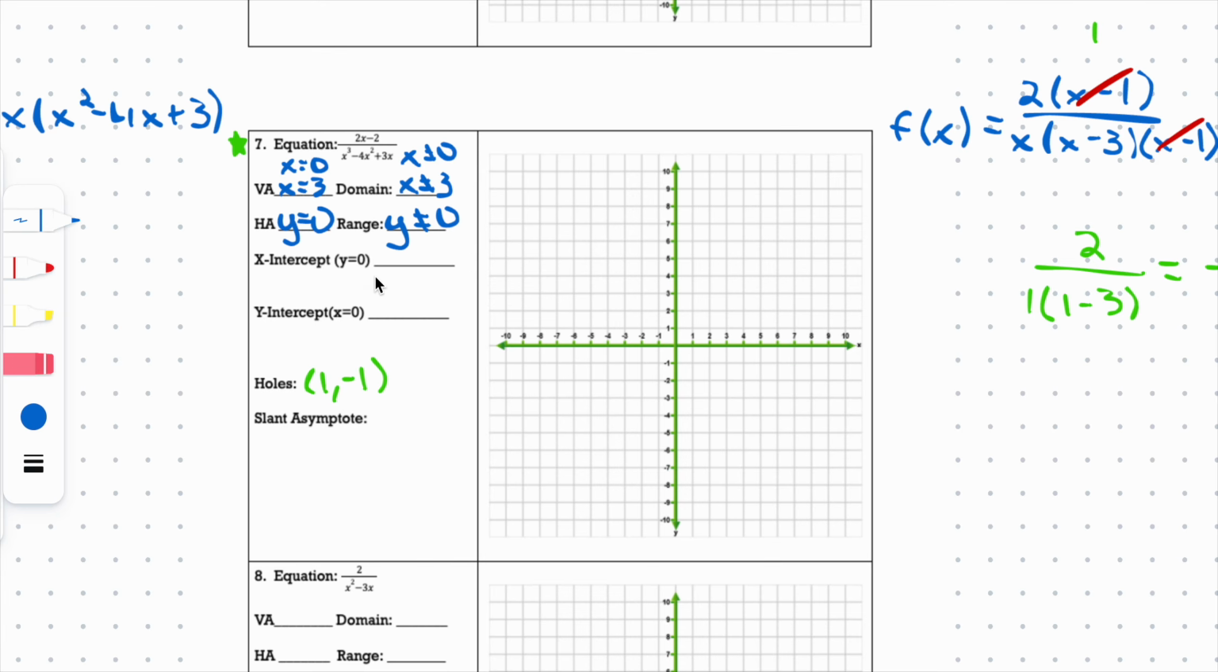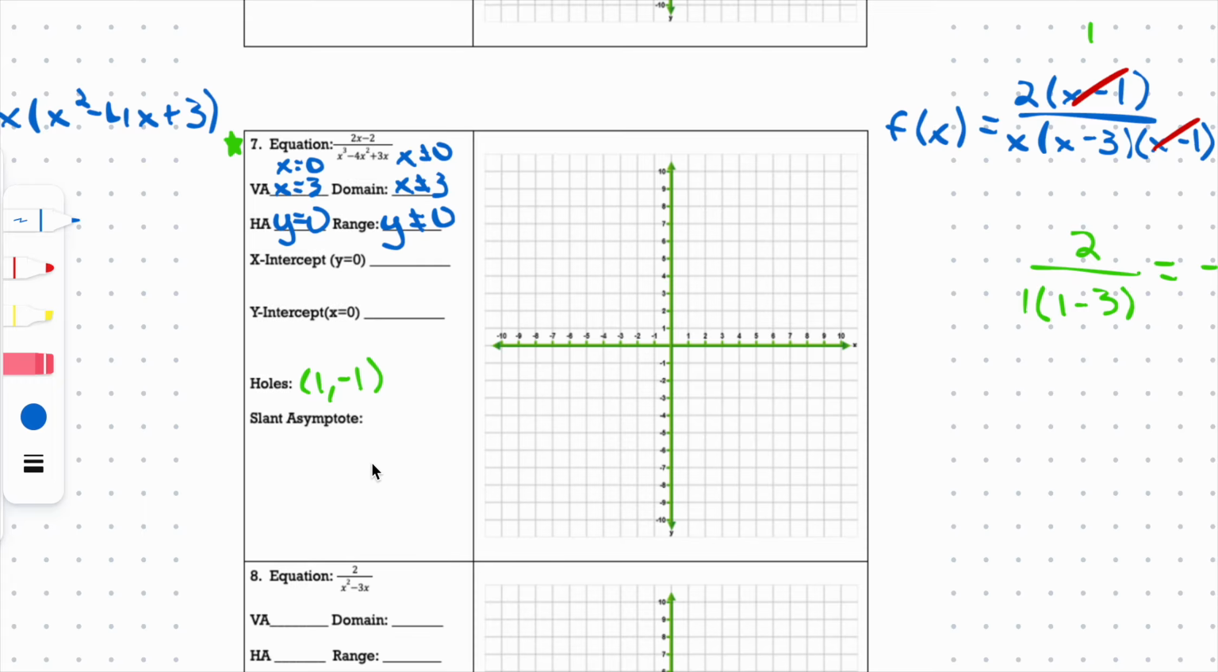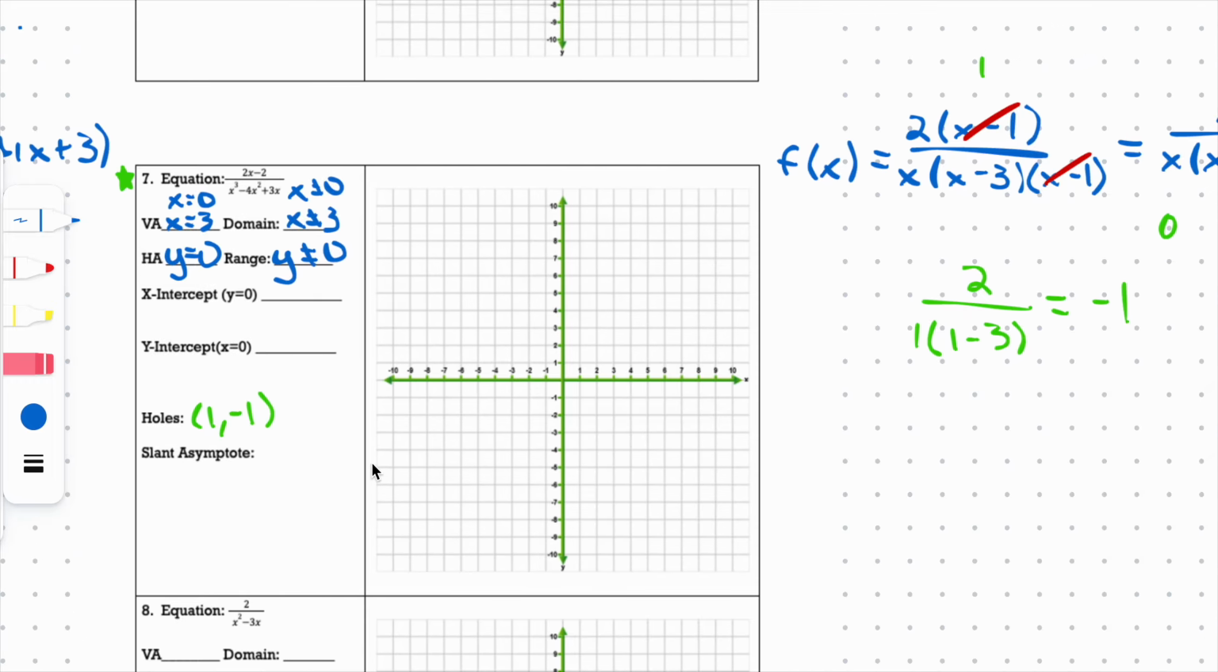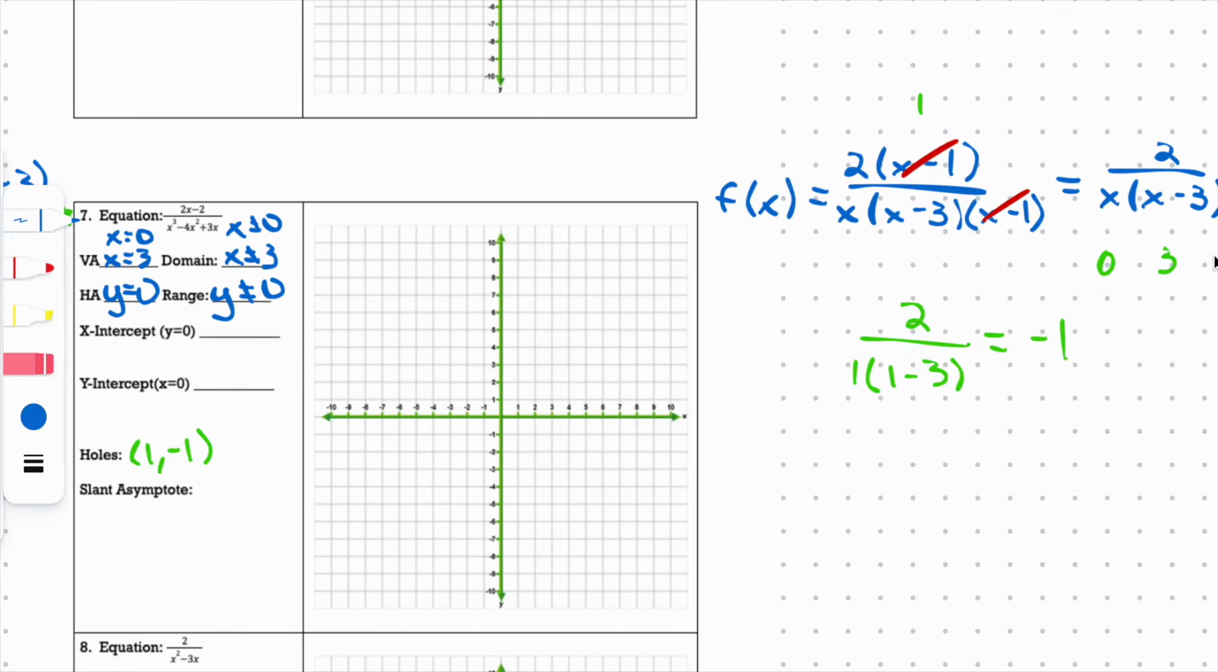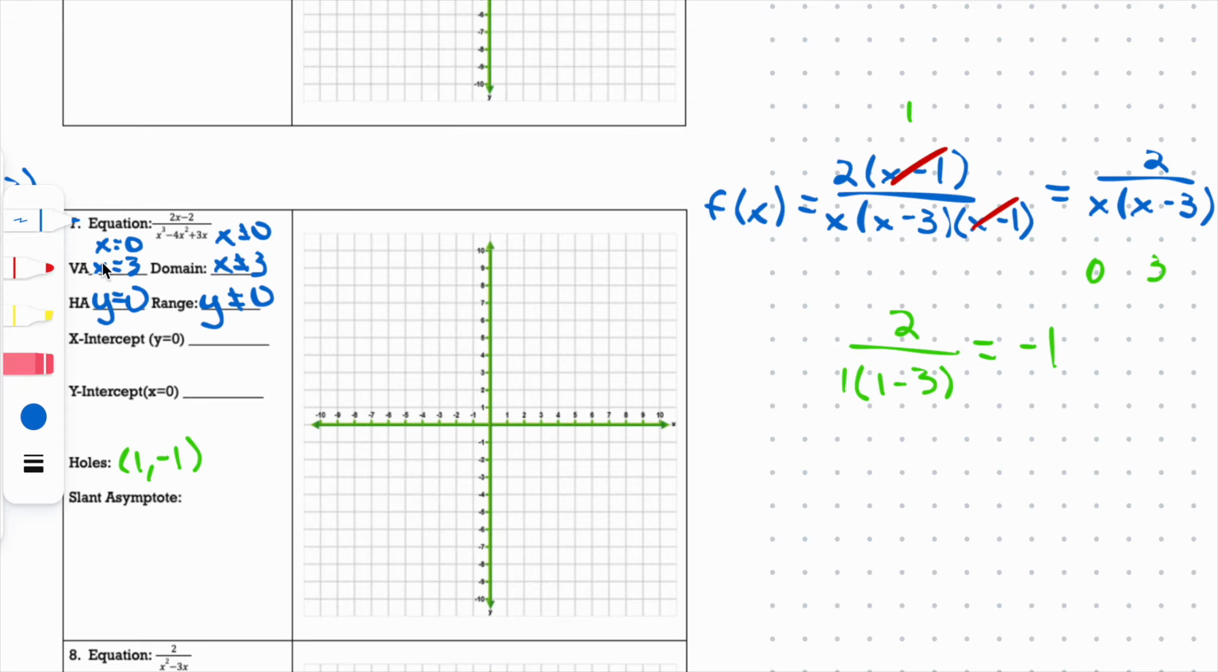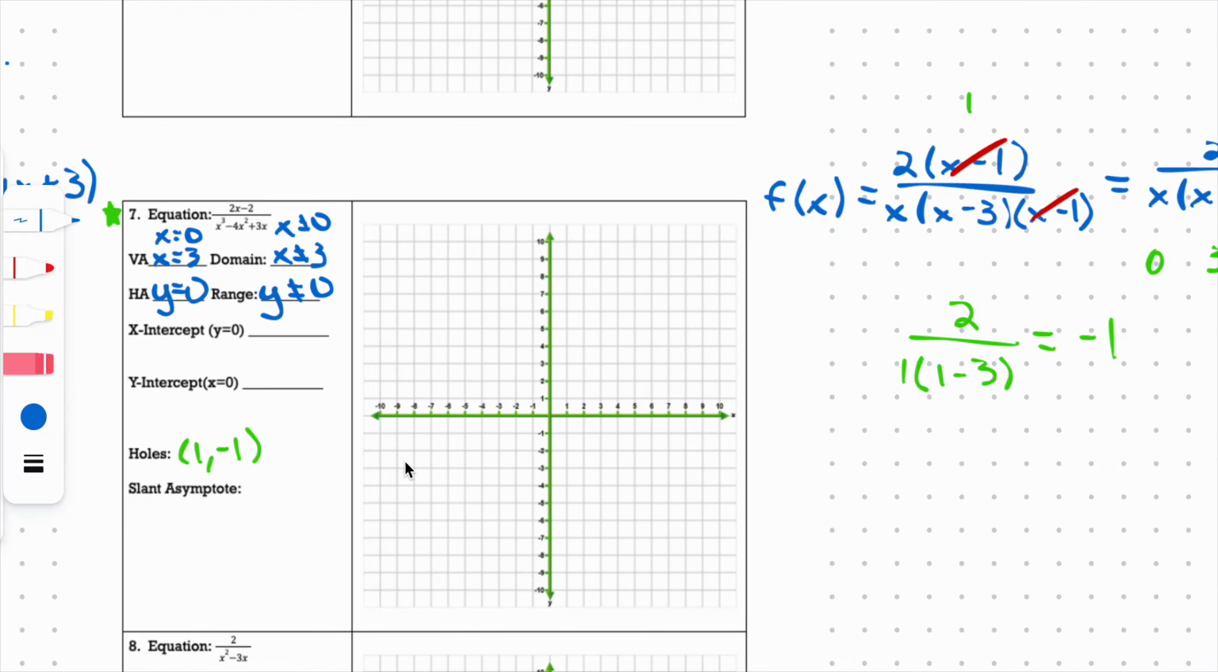Okay, now, slant asymptotes don't apply because the degree of our numerator is not 1 greater than that of the denominator. So we move on to y-intercepts. Essentially we just want to plug in 0. And you can see it in two places now: x cannot equal 0, so we don't have a y-intercept either.